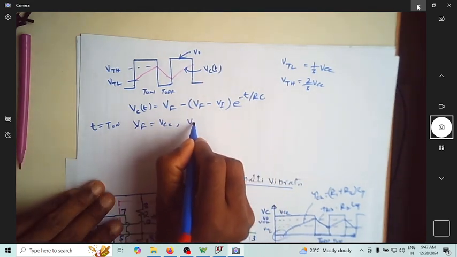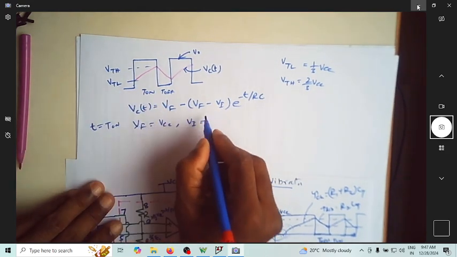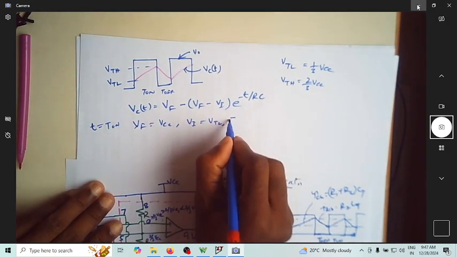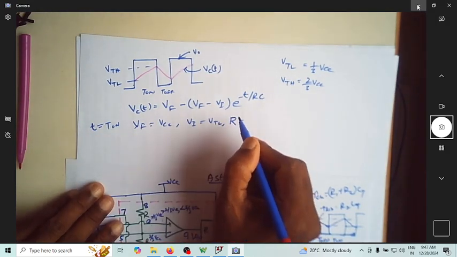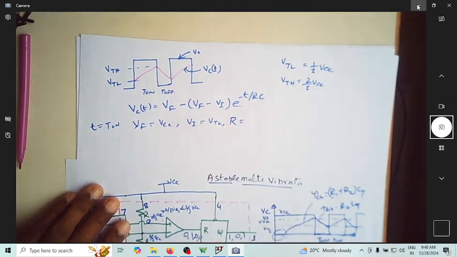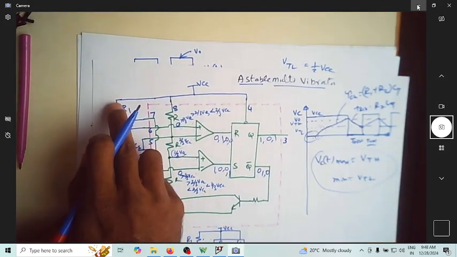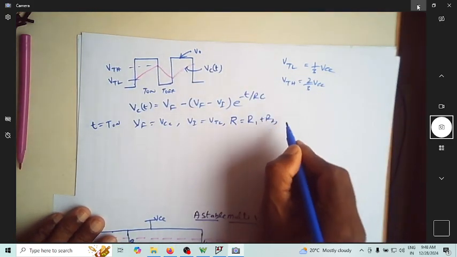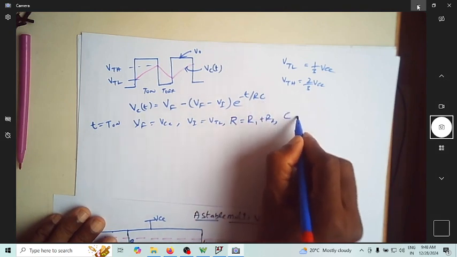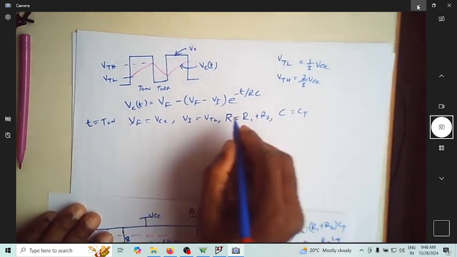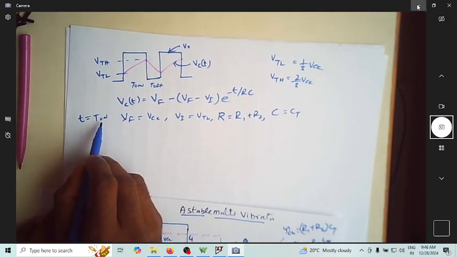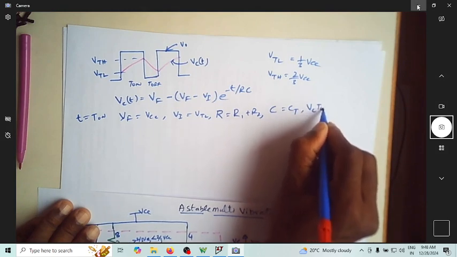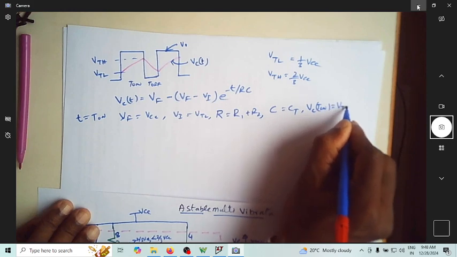Again, the initial voltage for your on time is VTL, the time is T on, and R, the resistance associated with the charging, is these two resistors. Because the capacitor is charging through R1 plus R2, it is R1 plus R2, and of course the capacitor C is equal to CT. At the time T equal to T on, what's your capacitor voltage? So VC at T on is VTH.